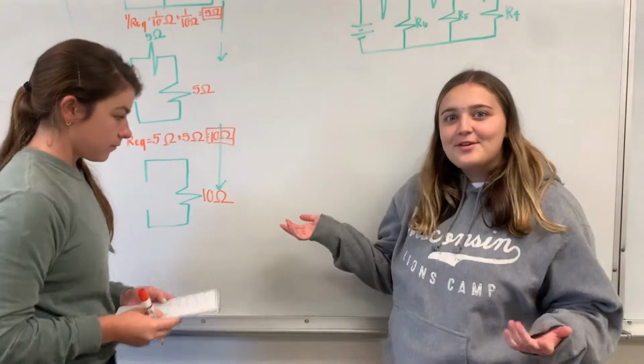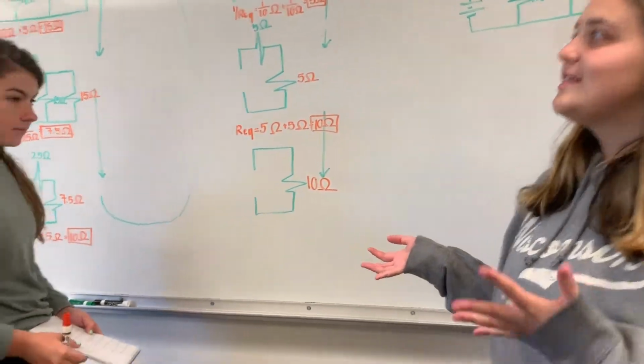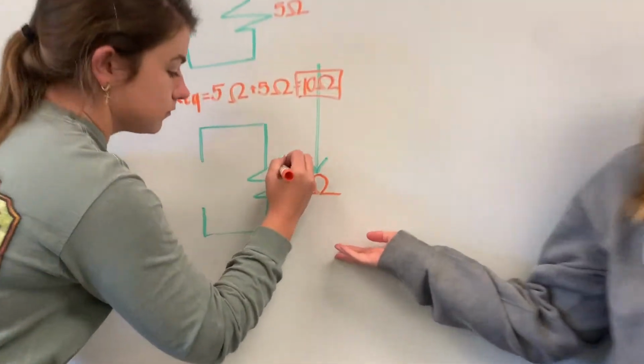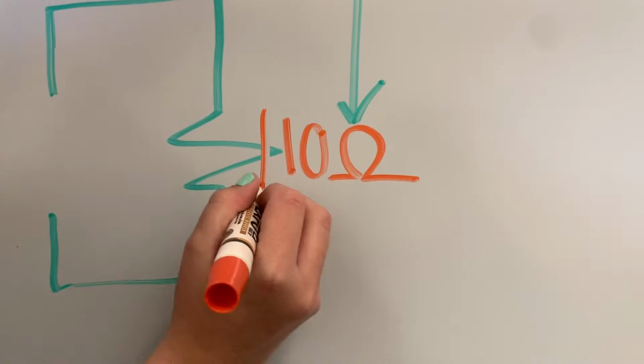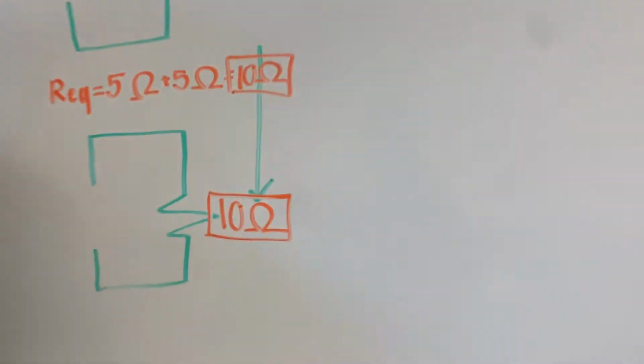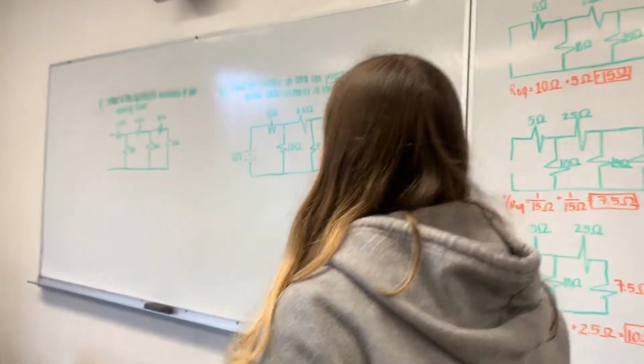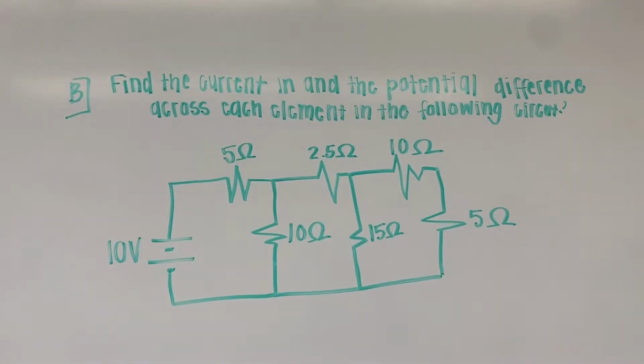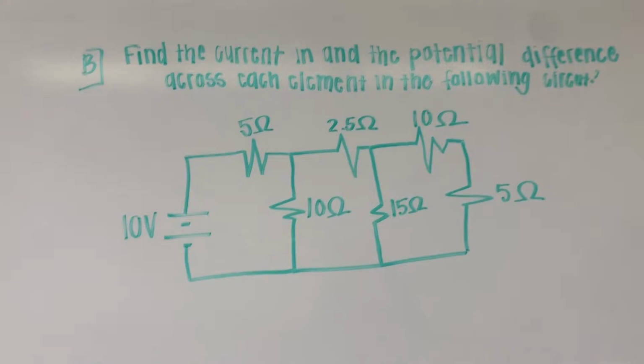Alright, so our answer for the first question, what is the equivalent resistance of the following circuit, is 10 ohms. Woo. Now, if we go back to the second part of our question, find the current and the potential difference across each element in the following circuit. We're good.